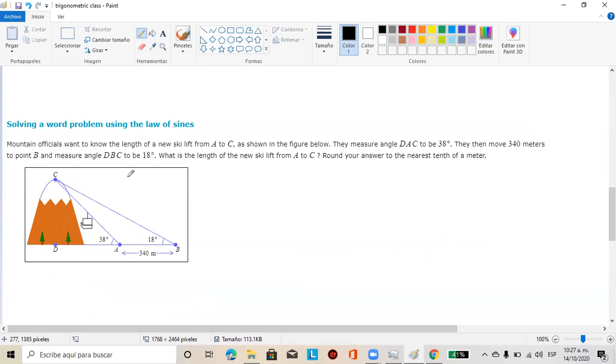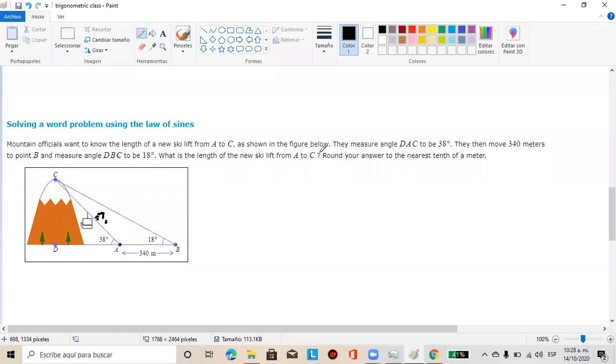Okay, so now this problem, solving a word problem using the law of sines. So we have a mountain where the official wants to know the length of a new ski lift from A to C. So we have this ski lift, this is A to C, and this is the unknown.